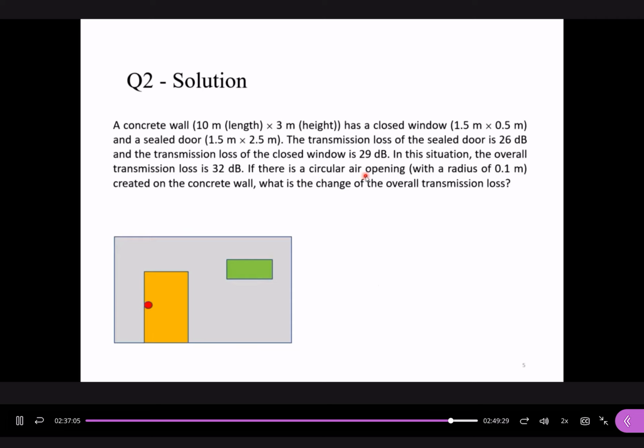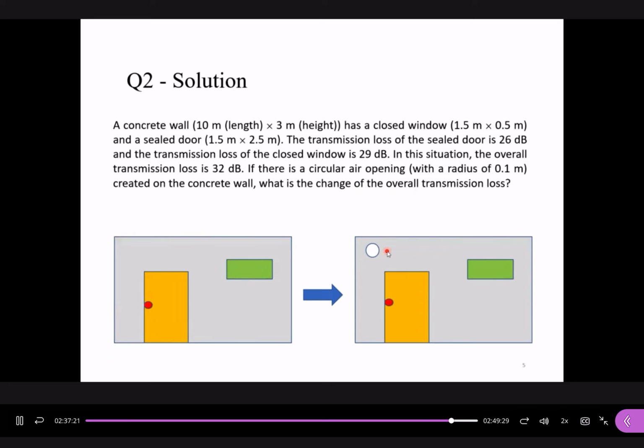Now, if a circular air opening with a radius of 0.1 meters is created on this concrete wall, what is the change of the overall transmission loss? The scenario is like this. We create an opening here. The original is this situation, and now we go to this situation. Originally, we just have 3 components: door, window, and wall. Now we have 1 more component, the air opening. Correct? When we create a hole, an opening, there must be a change of transmission loss. How to calculate this?